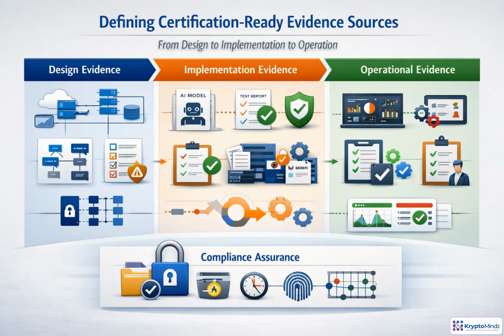Certification-ready evidence is more than a folder of policies. It must show the control lifecycle in motion. Design evidence proves the control was planned correctly. Architecture diagrams, inventories, data flows, risk assessments, and mappings. Implementation evidence proves it was built and approved. Model cards, test results, validation sign-offs, access settings, and deployment records. Operational evidence proves it keeps working. Monitoring, incidents, change logs, access reviews, feedback, and corrective actions. Every artifact also needs version control, ownership, timestamps, retrieval, and linkage to the traceability matrix.